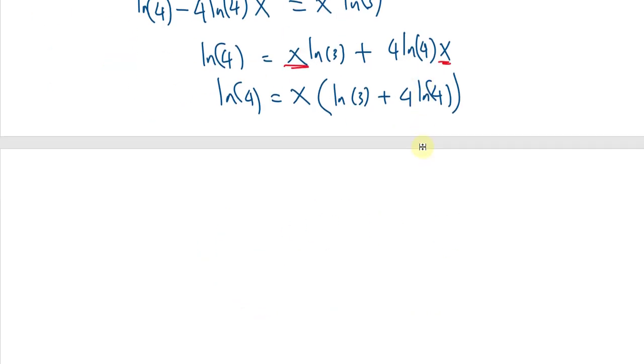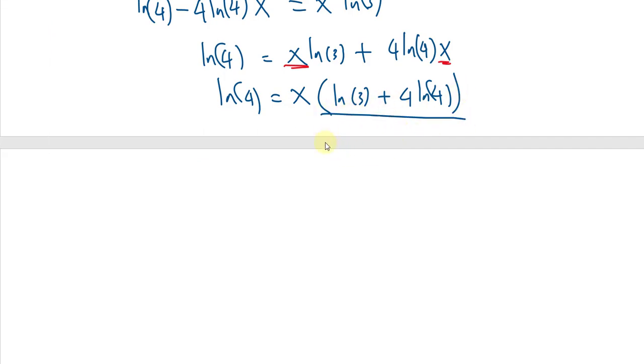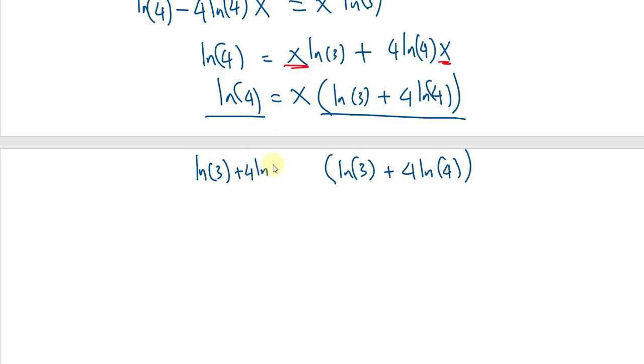Now to solve for x, I need to divide both sides by this term, ln 3 plus 4 ln 4.